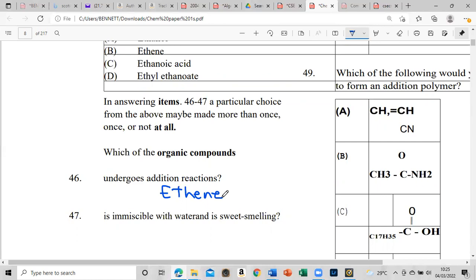All right, so let's move on to 47. Is immiscible with water and is sweet smelling, and that is D. All right, so let's move on to 48.